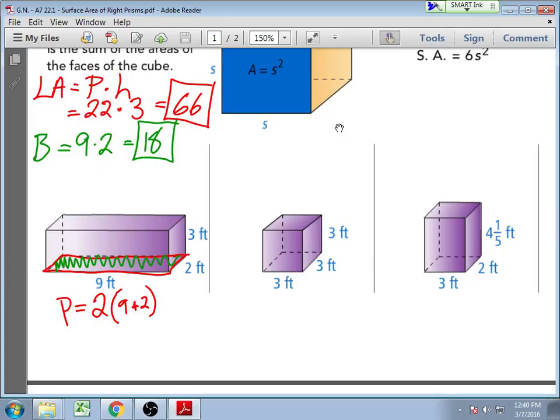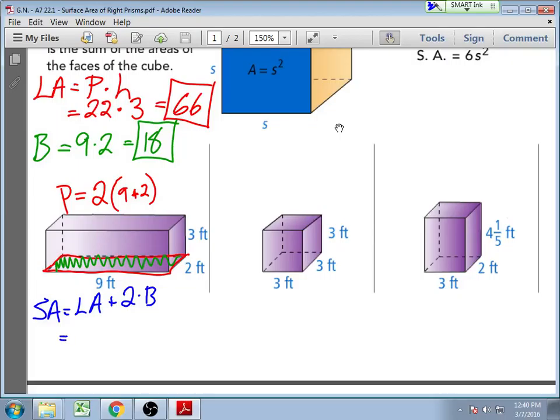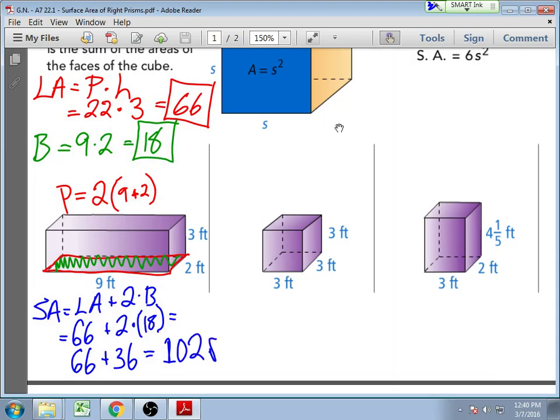Because then I see that to find my surface area, I'm just going to go ahead and move this up here. To find my surface area, I use lateral area plus 2 times the big B, which my lateral area we found to be 66. My big B was 18, or again, that's the area of your base face. This becomes 66 plus 36, which actually when we do the math should come out to be 102, and I gotta have a label, so it's feet squared.